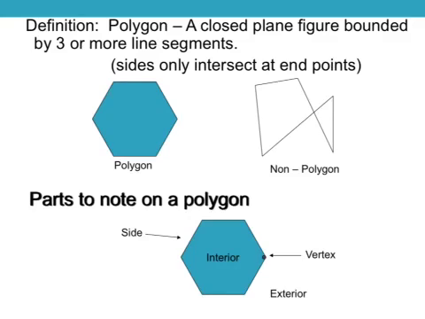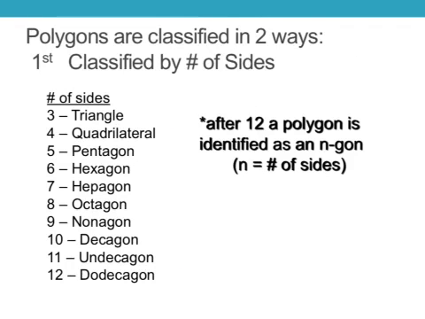So let's talk about the parts of a polygon. First we have the interior of the polygon, then we have the exterior, and then the side segments connect in what's known as a vertex. The plural of that is vertices, and then the sides themselves, okay? And polygons have a certain number of sides, and that determines what properties they have. So polygons are classified in 2 ways. The first is they're classified by the number of sides.